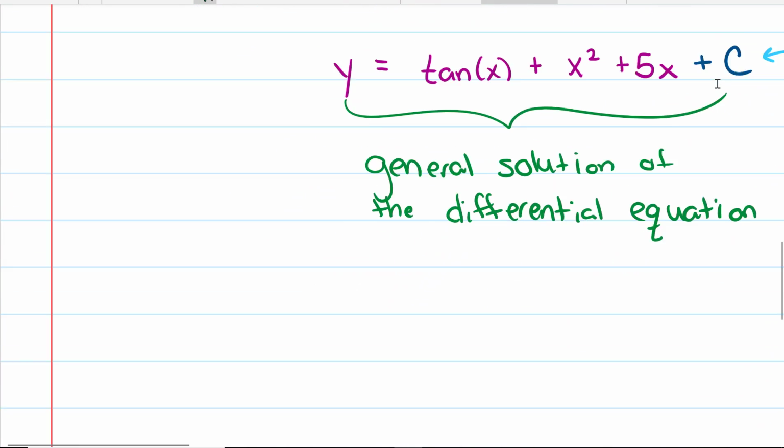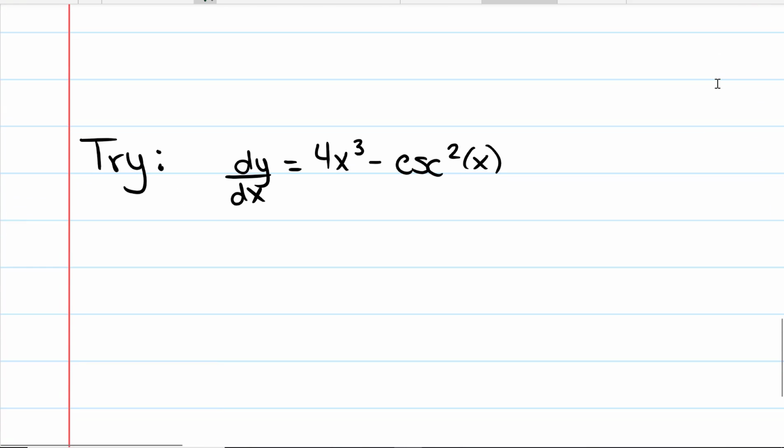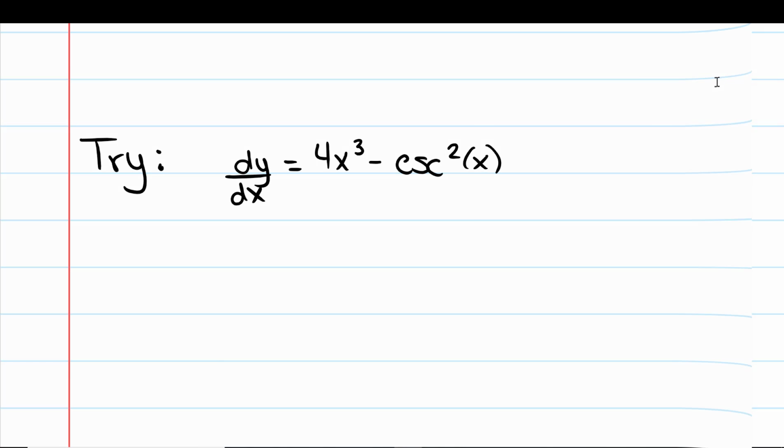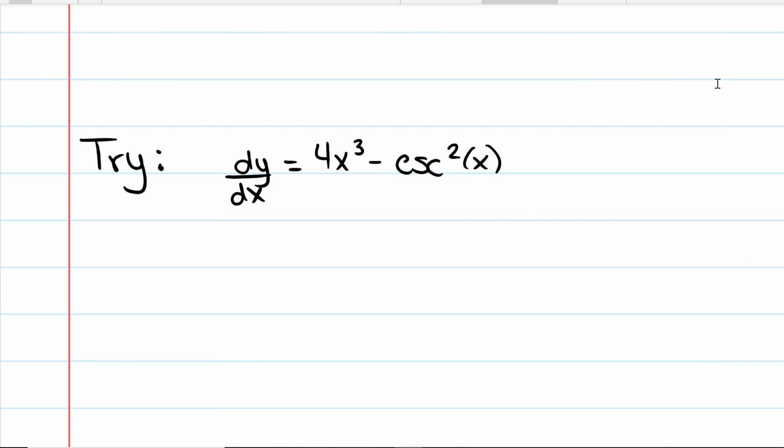So now what I want you to do on your own is try this example. I want you to give me the general solution to the function that has a derivative of 4x cubed minus cosecant squared x. So go ahead right now, pause the video, and try it on your own. Alright, let's see what we get.